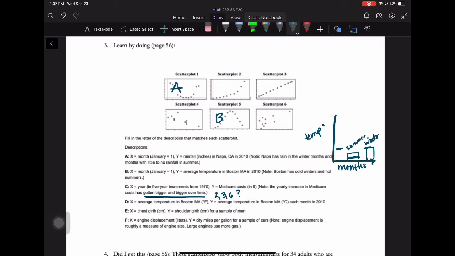X is the average temperature in Boston and Y is the average temperature in Boston in Celsius. So we're looking at Fahrenheit to Celsius. Well, they're the same. It doesn't matter if I have one on the X and one on the Y. There's a direct relationship between these two, so it should be exactly the same, which is scatter plot 3.